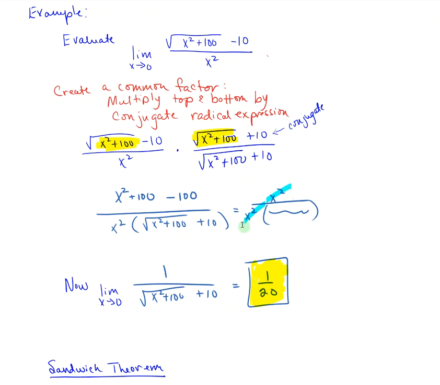So these are now gone, and we have 1 over that denominator. We can plug in 0 for x. We get square root of 100, which is 10. 10 plus 10 is 20, so our limit is 1 over 20. So algebraically, that's two techniques: just factoring and sometimes multiplying by the conjugate.